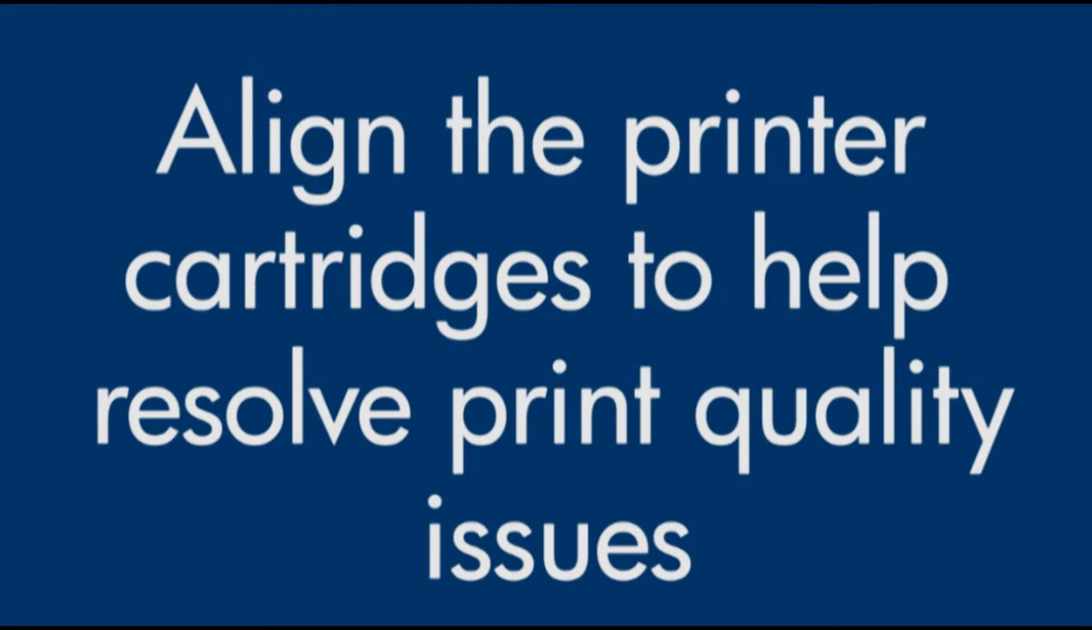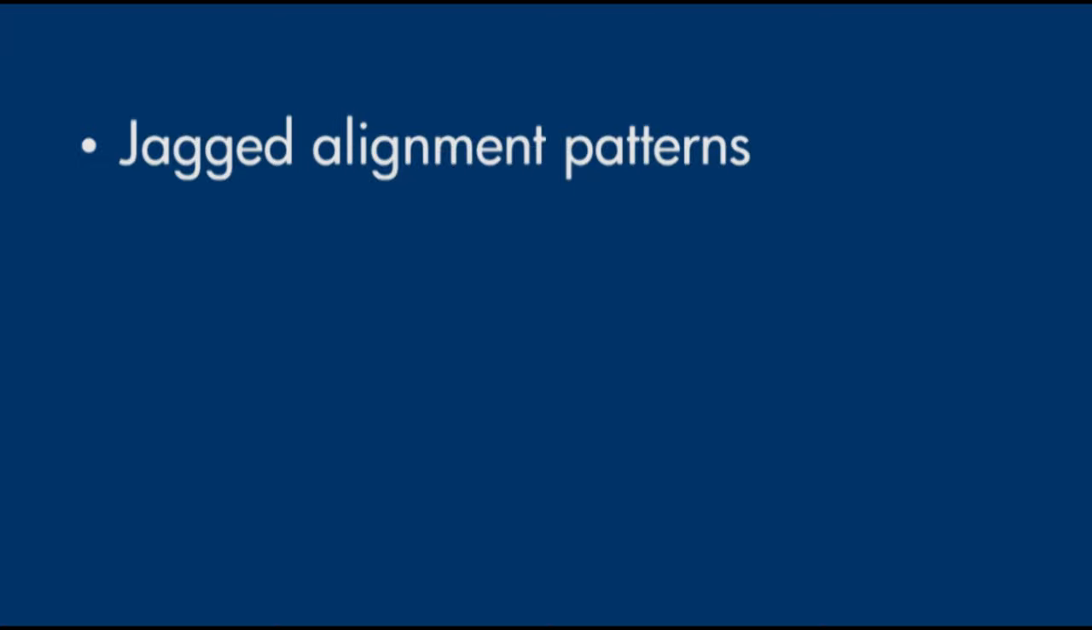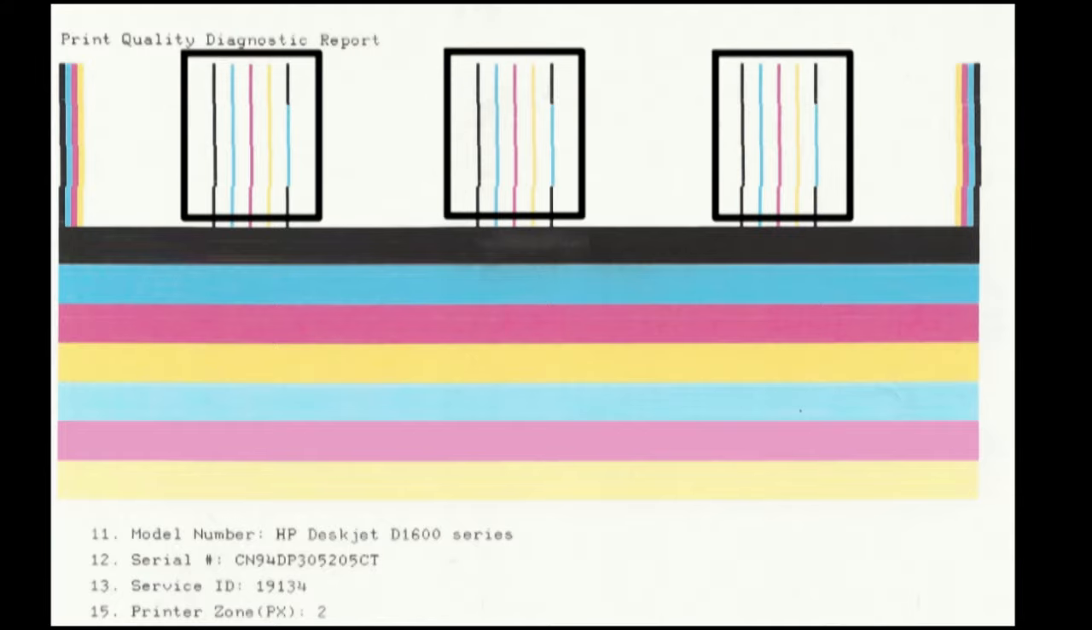In this video, we will show you how to print an alignment. Printing an alignment will help your printer place drops of ink in the correct places on the paper. You would want to align the printer if you are seeing jagged alignment patterns on the print quality diagnostic report, or if you have recently installed new cartridges and printouts are not aligned properly.